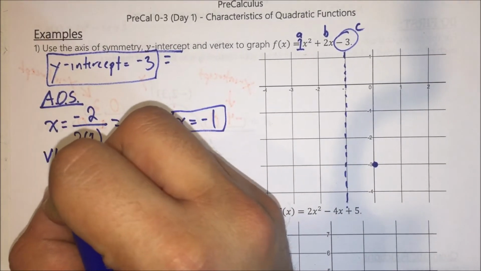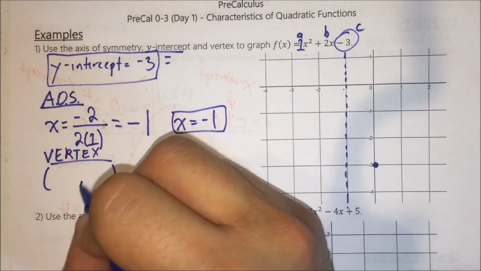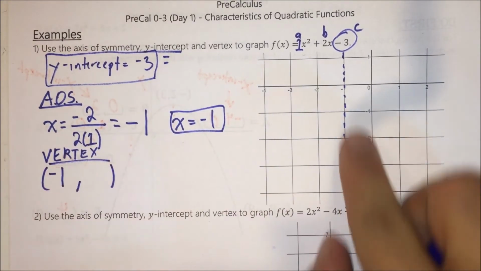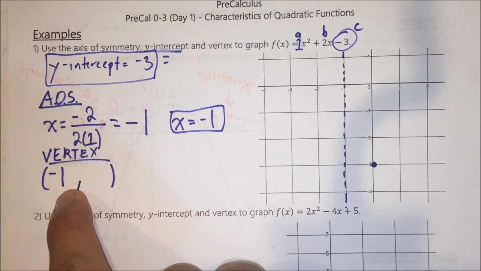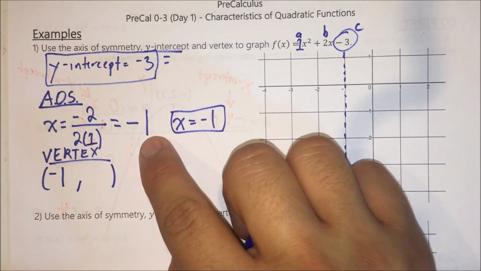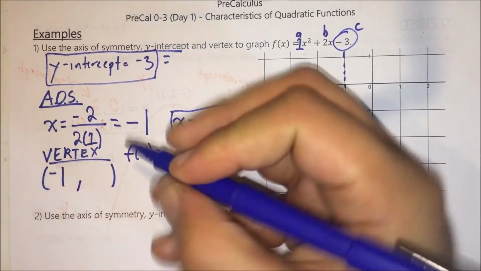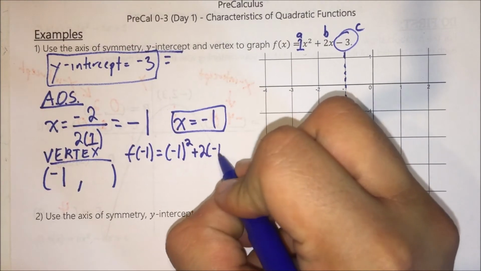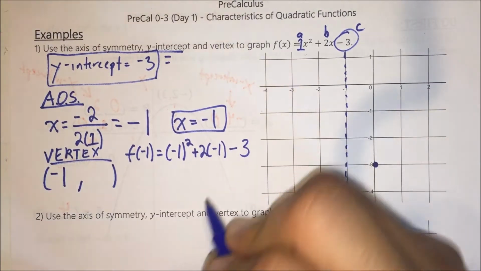So how do we find our vertex? Well, part of it is done for us because, like I just said, the x-coordinate of the vertex is where the axis of symmetry is. So we know the x-coordinate of our vertex is negative 1. And all we have to do to get the y is take that x and plug it into our function. So we're going to say f of negative 1 is equal to negative 1 squared plus 2 times negative 1 minus 3. Wherever we see an x, we plug in negative 1.